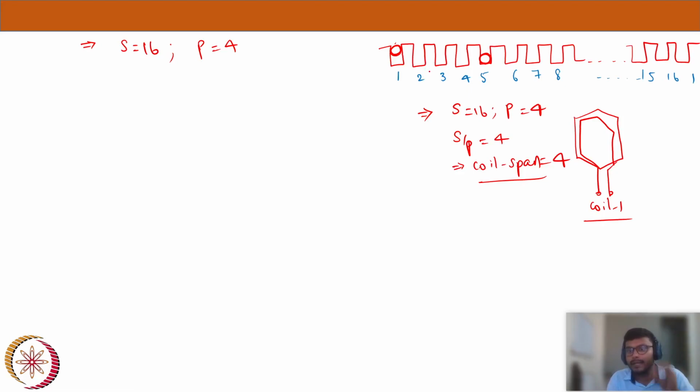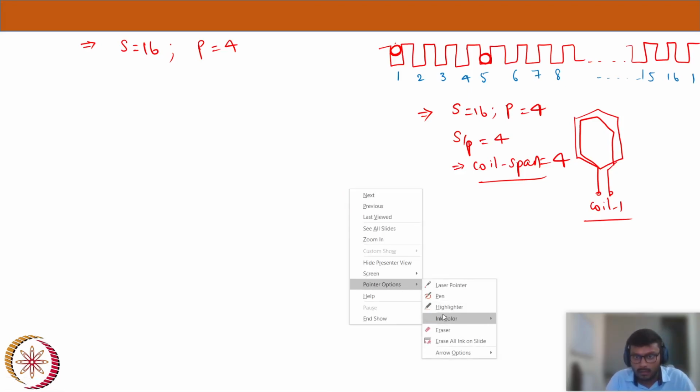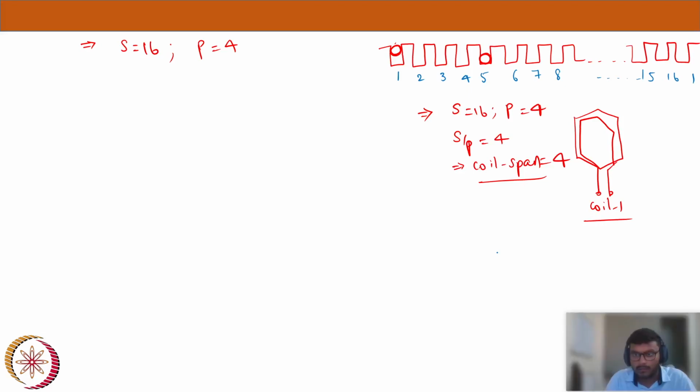Now let's place my second coil. Again, I will start with the second slot. I will place another color. This is my coil 2. And 2 plus 4 is 6, on the bottom of the 6th slot, because that's the return path. I will get the second coil, number 2. Now in the same way we will keep on placing all the coils.